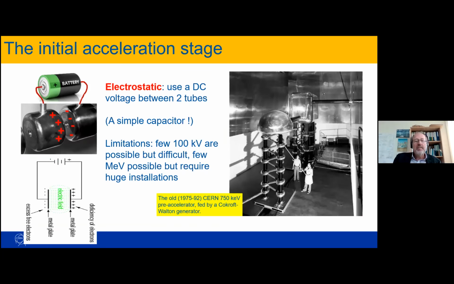So we can accelerate with an electric field. And the first thing that you would like to do is to create a very strong electric field to give the maximum possible acceleration. And so to increase the voltage from this battery. And this you can do, I mean, so here you have a picture of the old CERN pre-accelerator that had a voltage of about 800 kilovolts. So, but look here, what a huge installation you need for electrostatic acceleration at 800 kilovolts.